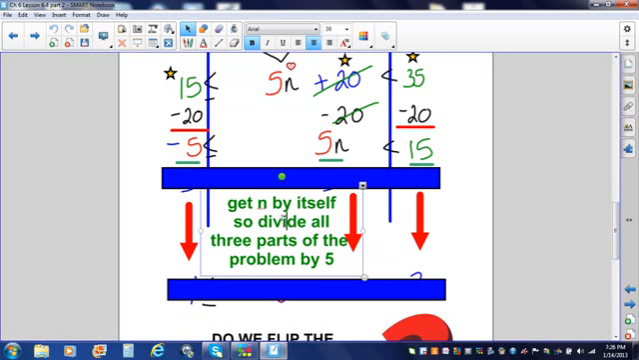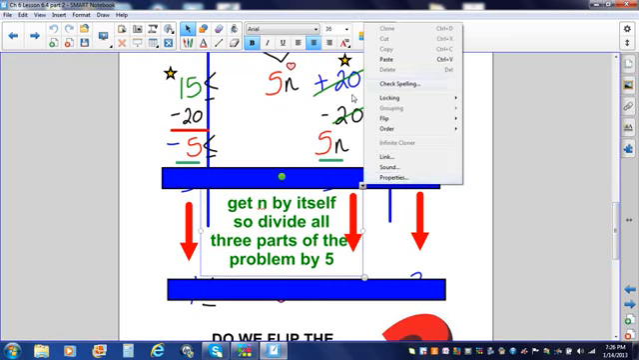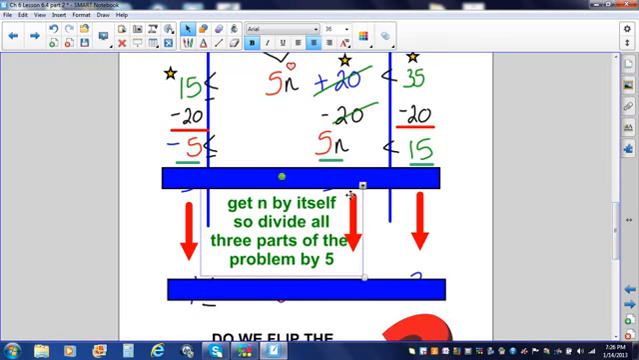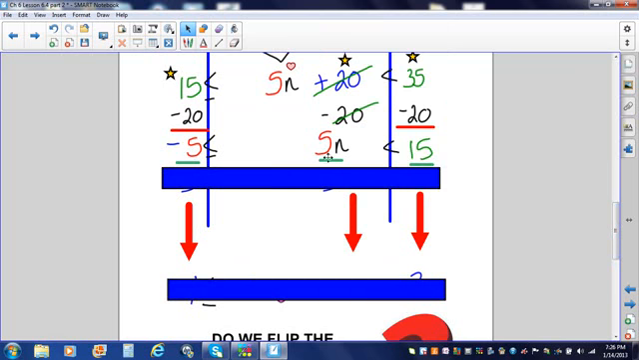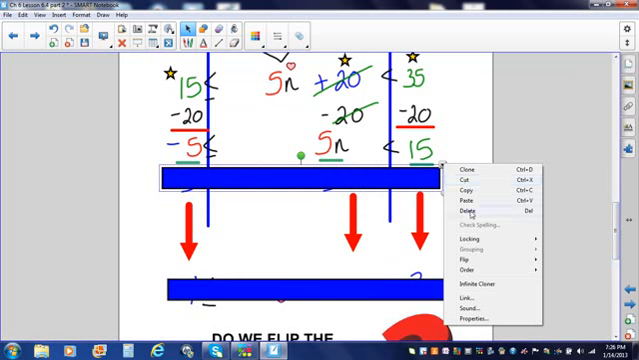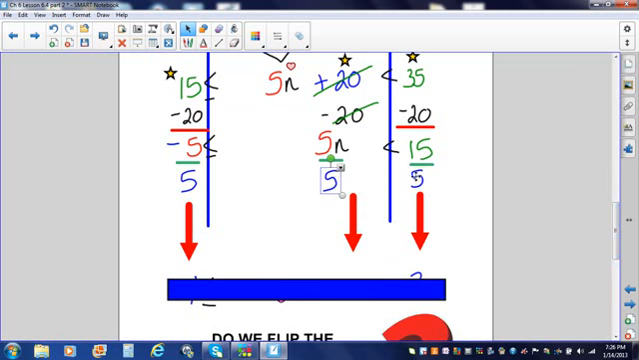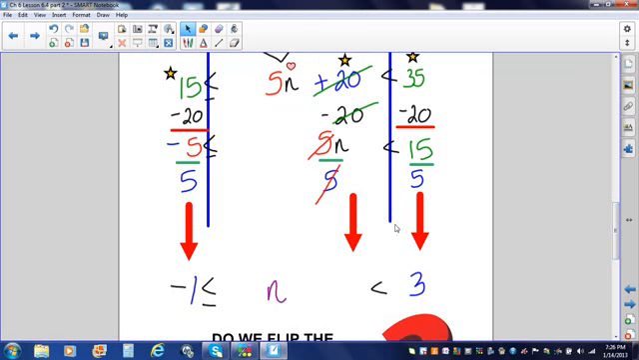Now I want to get n by itself, so I'm going to divide all 3 parts of the problem by 5. Why am I dividing by 5? Because these are touching each other, and that means multiplication, so I do the inverse. Divide by 5, divide by 5, divide by 5. These will cancel. Negative 5 divided by positive 5 is negative 1. Bring down my inequality symbol. Bring down my n. 15 divided by 5 is 3.